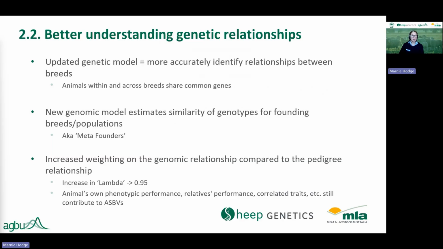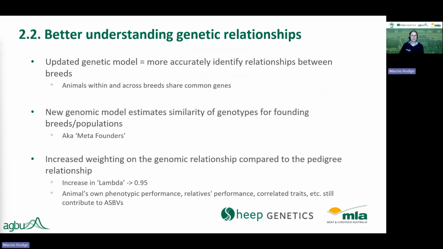So AGBU updated the genetic model to essentially predict the genotype of founding breeds or populations. This is a term that's referred to as metafounders. And this is really important when we think about how we use those genetic groups that I just explained in the analysis. So we're able to predict the genotype or the genomic information for founding breeds that don't have genotypes, based on the relationships between animals in the current day that have lots of genotypes.